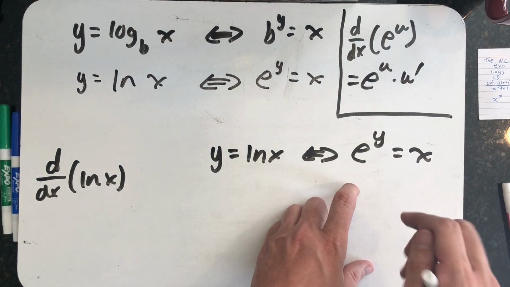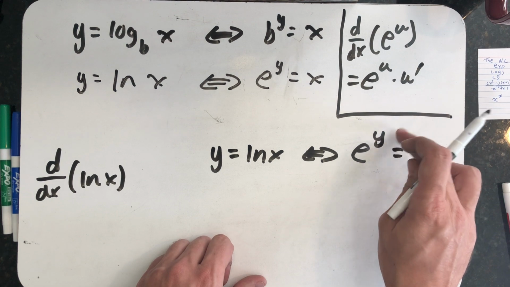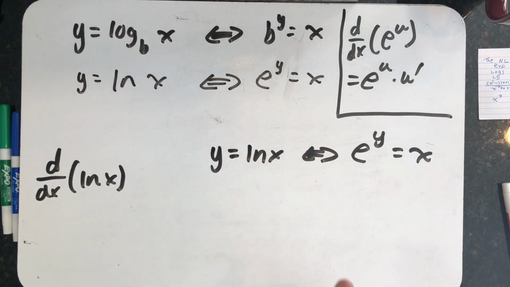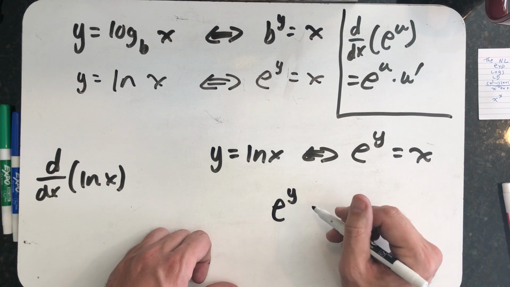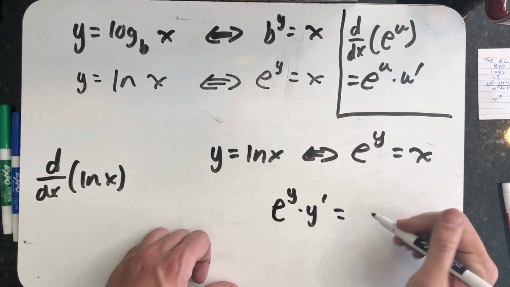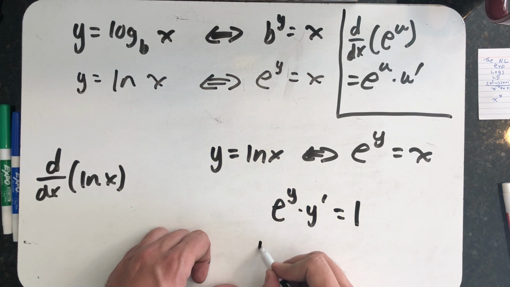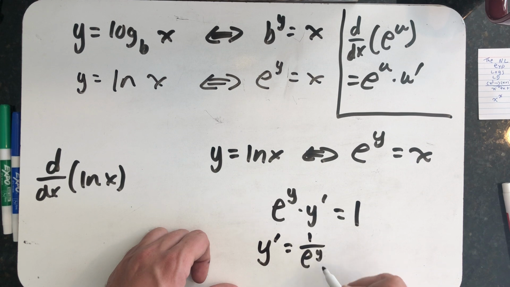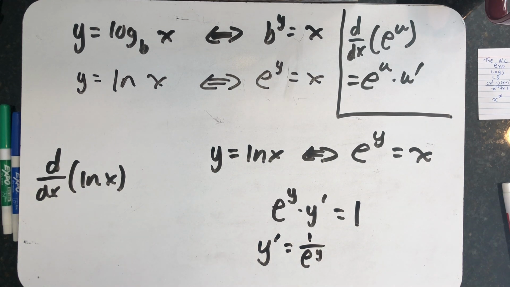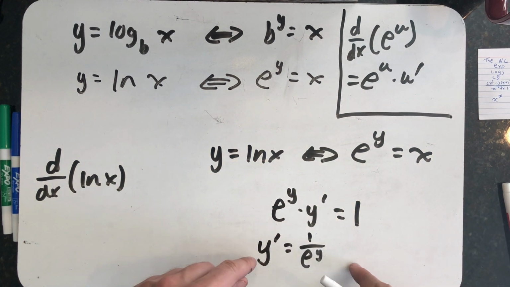All right, well, looking at this, I can take the derivative of both sides. I'm going to treat y as a function of x and differentiate implicitly. The derivative of e to the y is e to the y times y prime. With respect to x, the derivative of x is 1. This tells me that y prime is 1 over e to the y. If my instructions had just been to differentiate implicitly and given this, I could stop here.